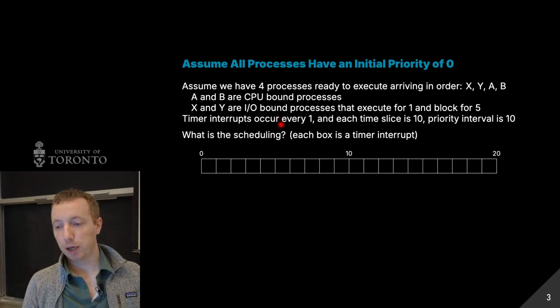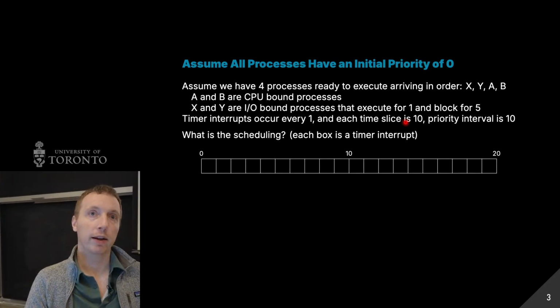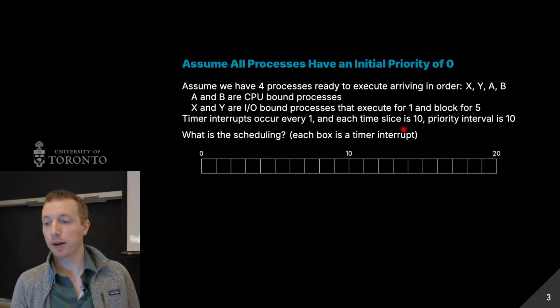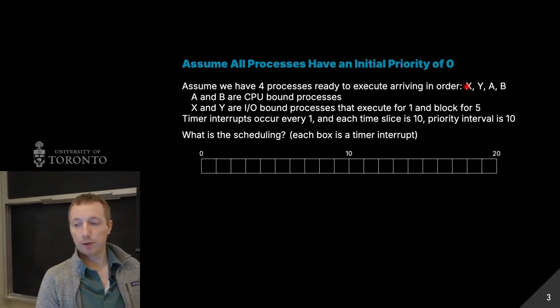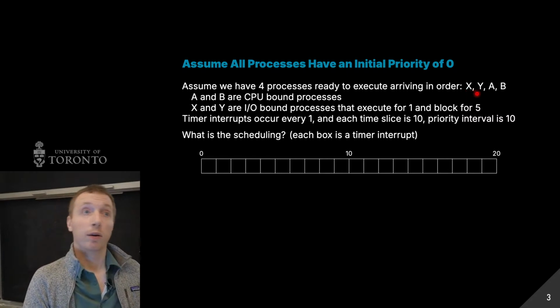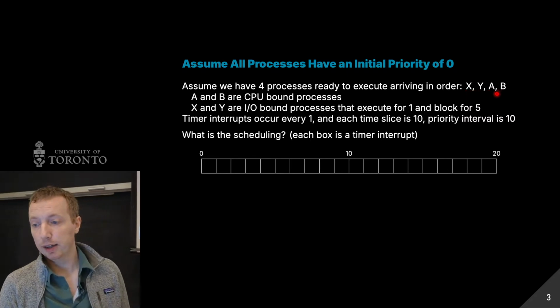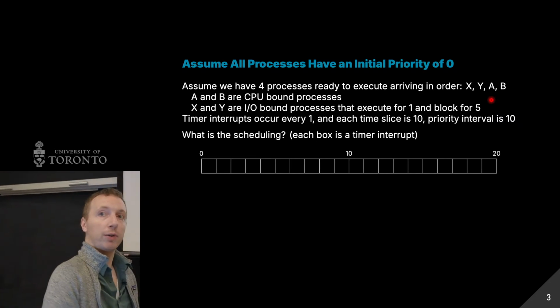So we assume timer interrupts occur every 1 second. The time slice or priority interval is 10, so we recalculate the priorities of all the processes every 10 time units. So what is the scheduling? If we get processes X, Y, A, and B, they all have a priority of 0, and they all arrive at time 0 in this order. What do we schedule first?